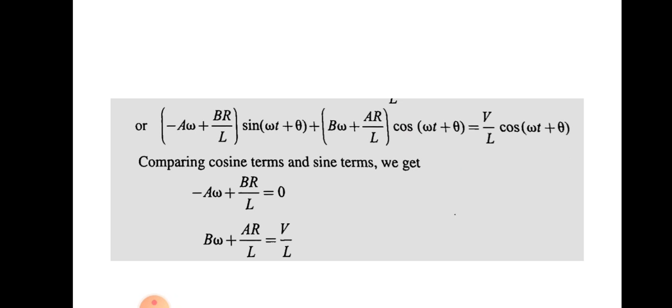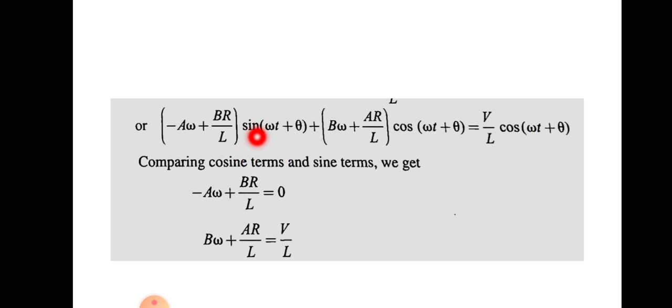You know that there are common terms containing sin omega t plus theta, and also common terms containing cos omega t plus theta. So when we take the common term sin omega t plus theta, in the bracket minus a omega plus b R by L will come. Similarly, cos omega t plus theta can be taken outside, so in the bracket b omega plus a R by L will come. This can be obtained from the previous equation by a simple mathematical procedure, and that will be equal to V by L into cos omega t plus theta. Here, for an easier solution, we have to compare the coefficients of the cos omega t and sin omega t terms.